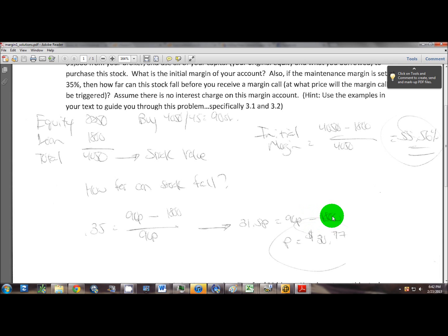Then to get 30.77, I simply subtracted 90p from both sides, and let me double check with my calculator. 31.5 minus 90 leaves, on the left-hand side, negative 58.5p equal to negative 1,800. Don't let the negatives confuse you, because when you divide by a negative, the negatives drop off, and so you're left with a positive 30.77. So that is how you would solve this problem.